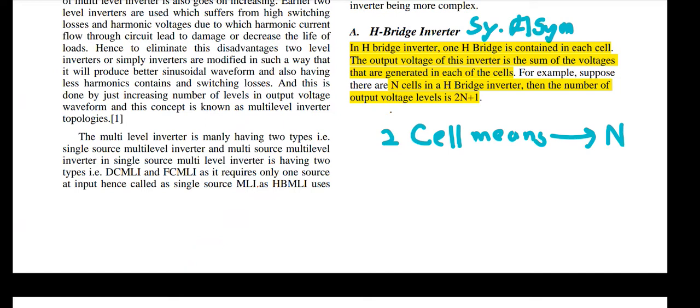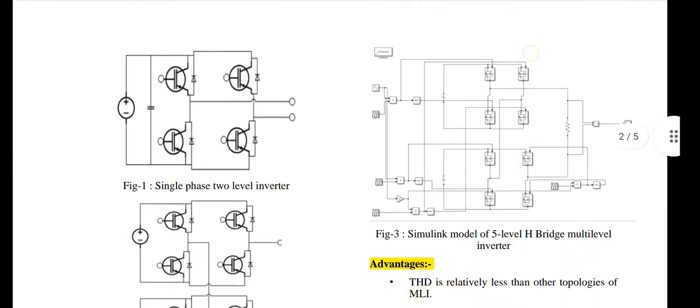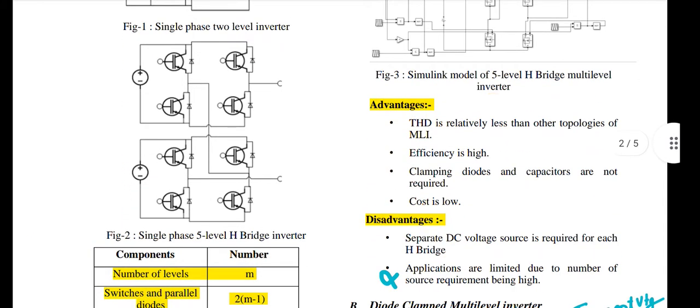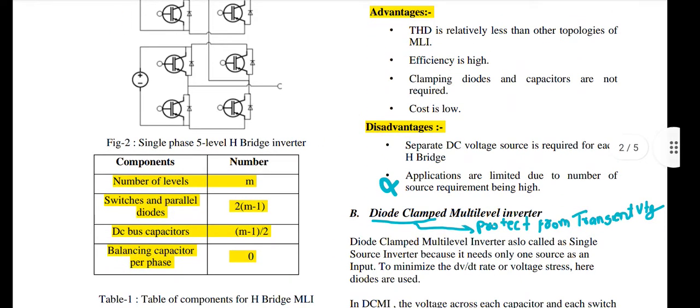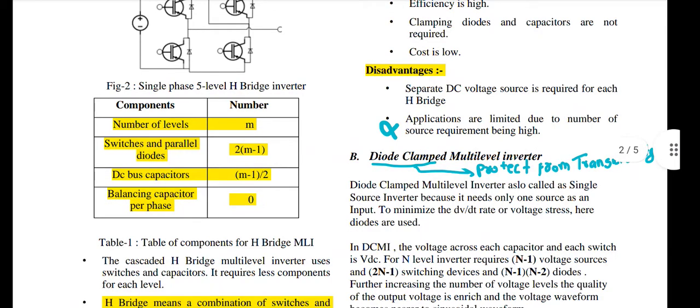It is obviously 2. Then 2 into 2 is 4, 4 plus 1, that is a 5. Then we can get the 5 level H-bridge multi-level inverter. 5 level means in the output waveform we are getting 5 levels. Okay, I will show you how those 5 levels look.